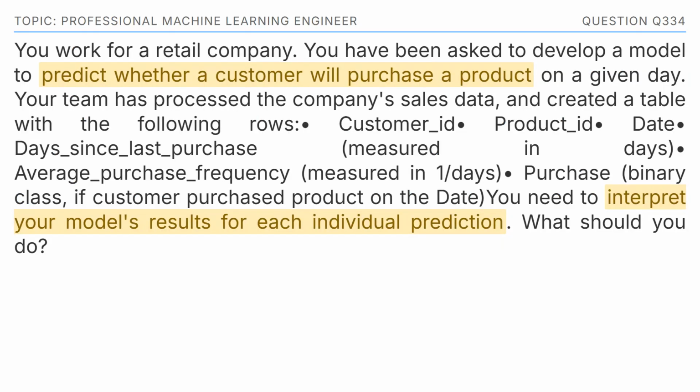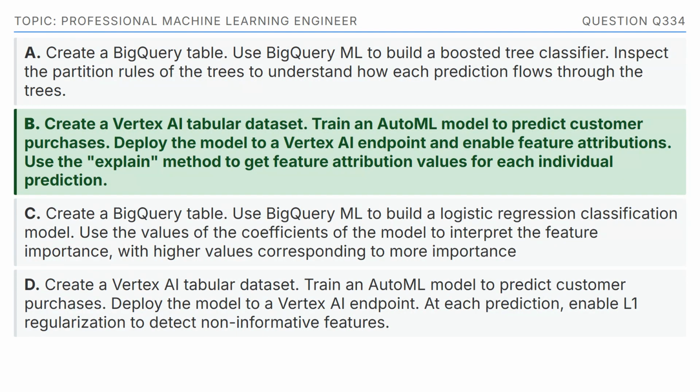To arrive at the correct answer, we focus on the keywords: predict whether a customer will purchase a product, interpret your model's results for each individual prediction. The correct answer is option B, create a Vertex AI tabular dataset. Train an AutoML model to predict customer purchases.